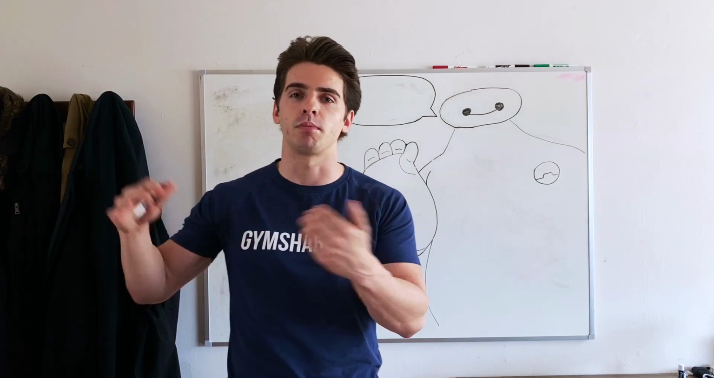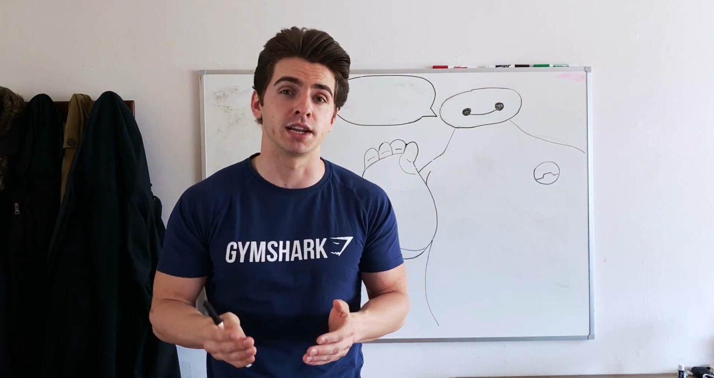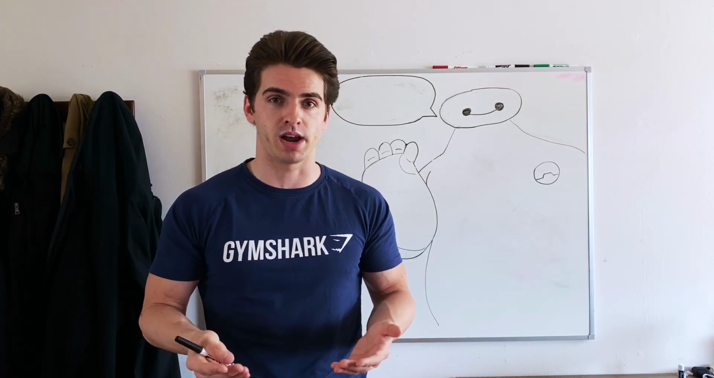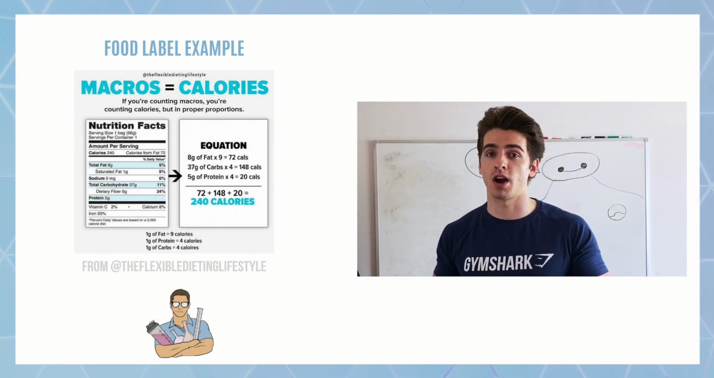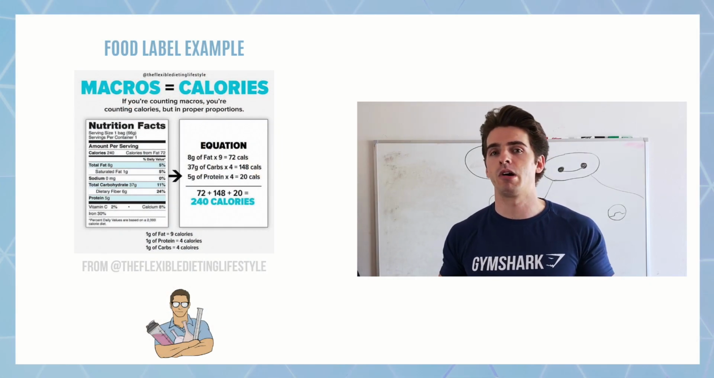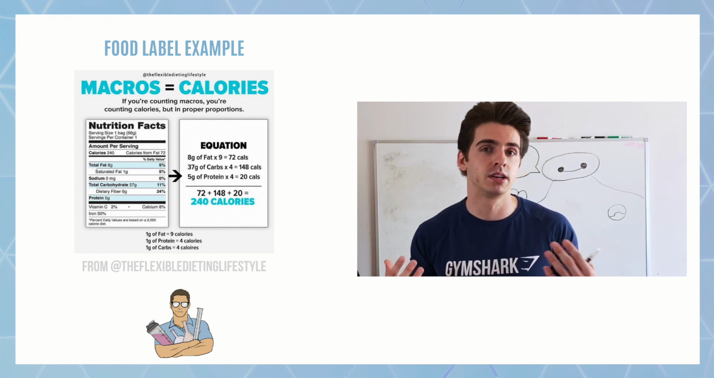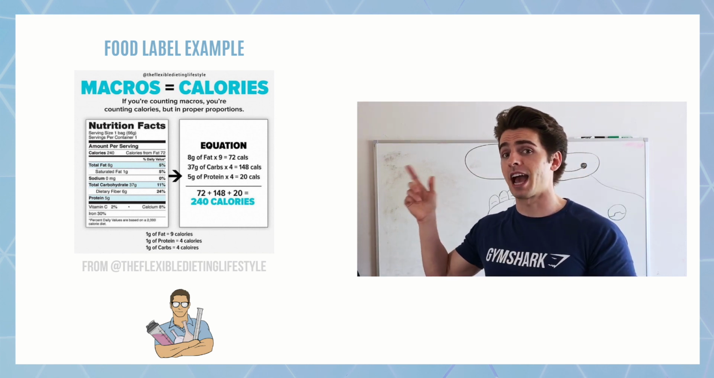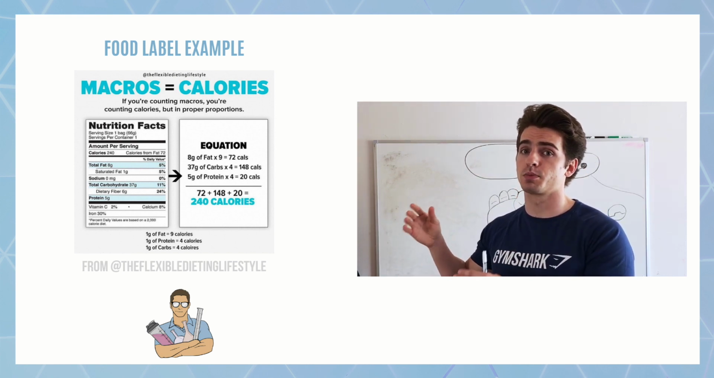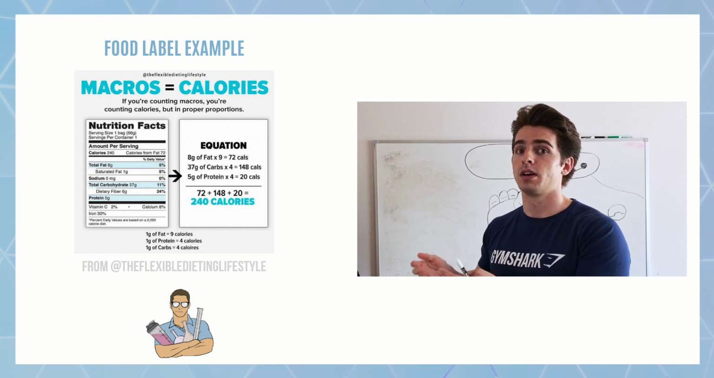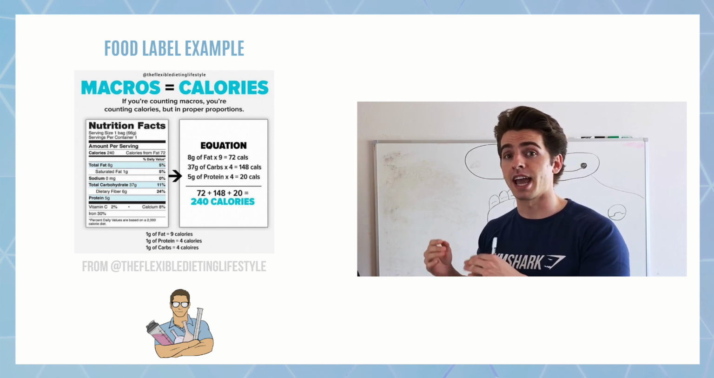So before we calculate our macros, what I first want to do is just look at an example of a food label from the Flexible Dieting Lifestyle. And I don't know what this is from. It could be made up, but let's just play along. We're going to say it's peanut butter pretzels. So if we look at the top, we have calories, right? There's 240 calories per serving in this particular label. And if we look at the grams of fat, there are 8 grams of fat.